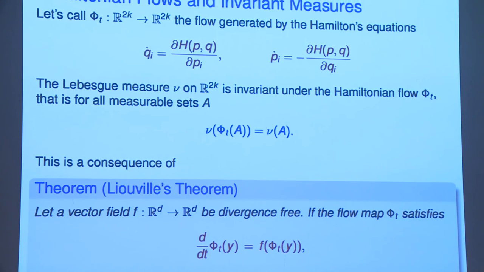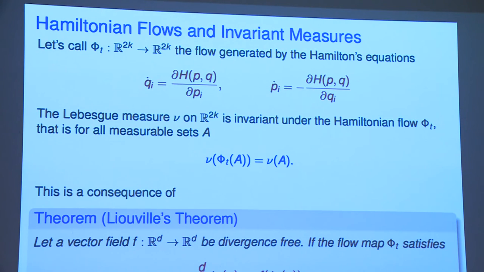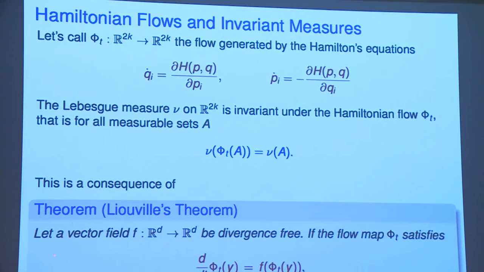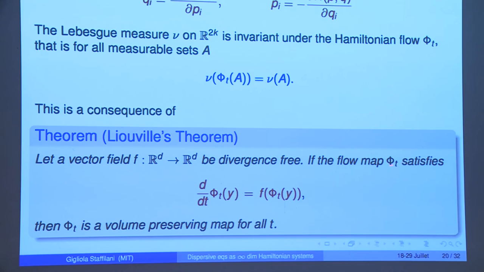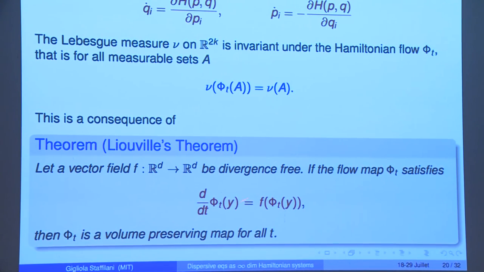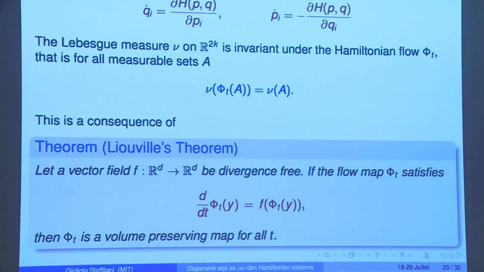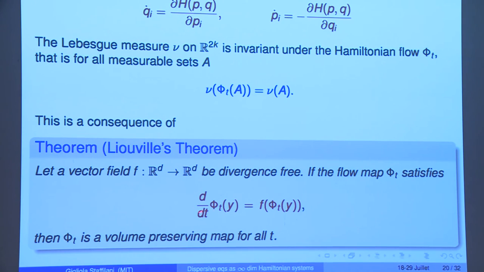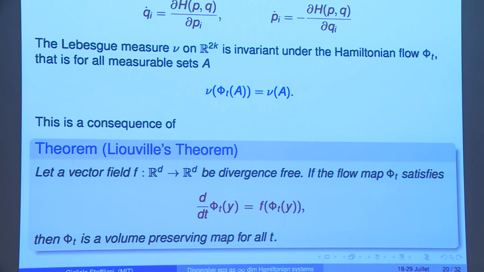So what can we say about this system? Actually, we can say very easily a bunch of things. The first one is via Liouville's theorem, so let's recall it for a moment. Let a vector field F from R^d to R^d be divergence free. That's very important. Then the map phi t, which is really the flow map relative to this ODE, leaves the volume, or the finite dimensional Lebesgue measure, invariant. What does that mean? It says that if I take a set A and evolve it through phi t, then the measure of A and the measure of phi t of A, at any t, are the same.